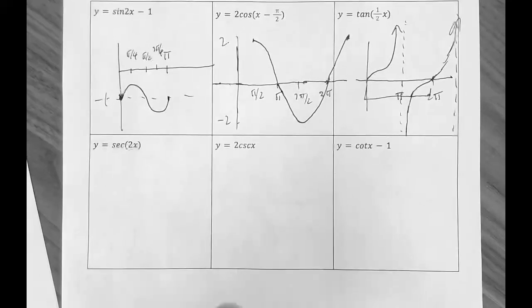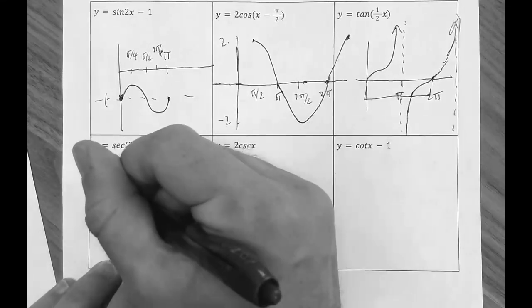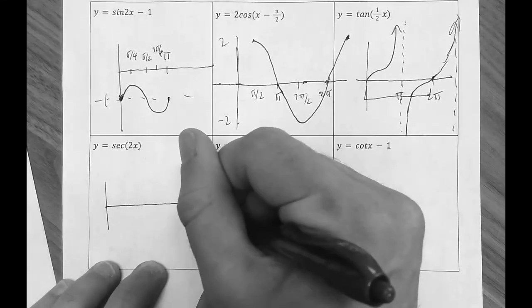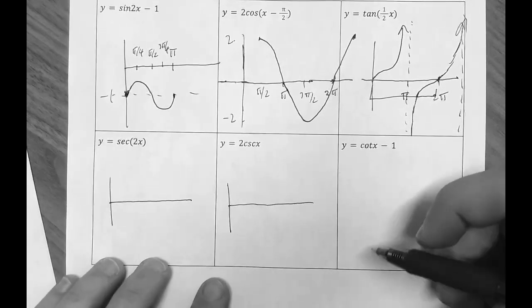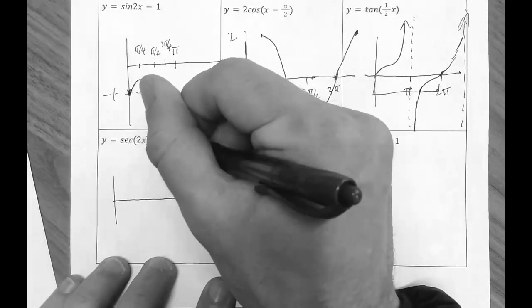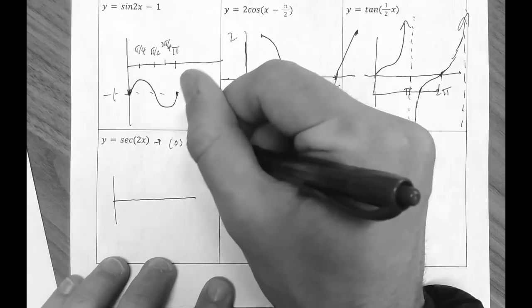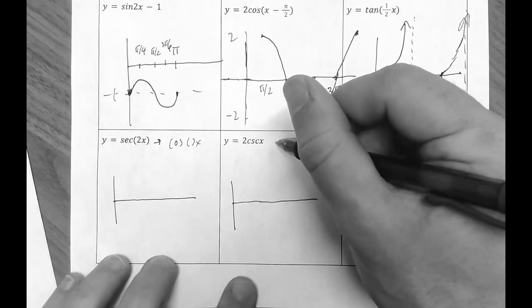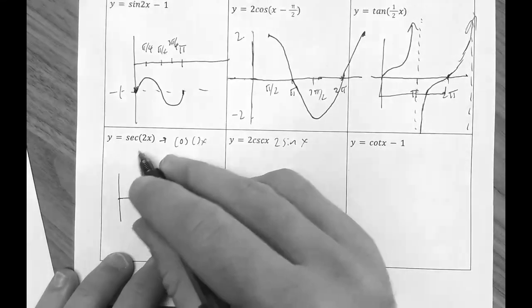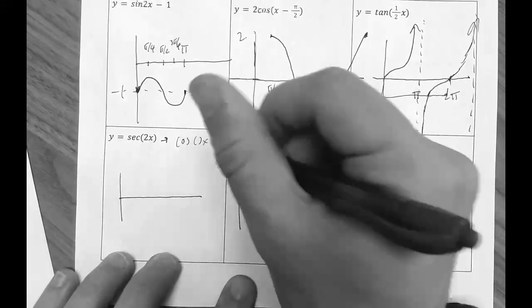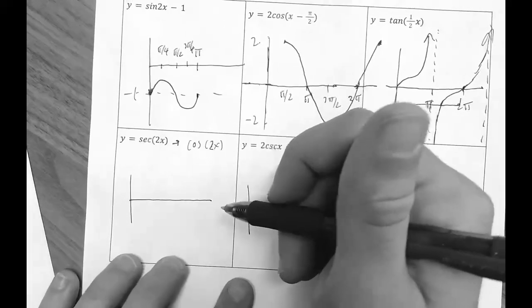Okay, secant, cosecant, cotangent. We did not do these on the quiz, but it's important to be familiar with them. Secant, cosecant. The way I would approach these is to draw cosine 2x, and then for cosecant, I would draw sine, or 2 sine x. That's really going to help you. So for secant 2x, let's just start by drawing cosine 2x. What does cosine 2x look like?